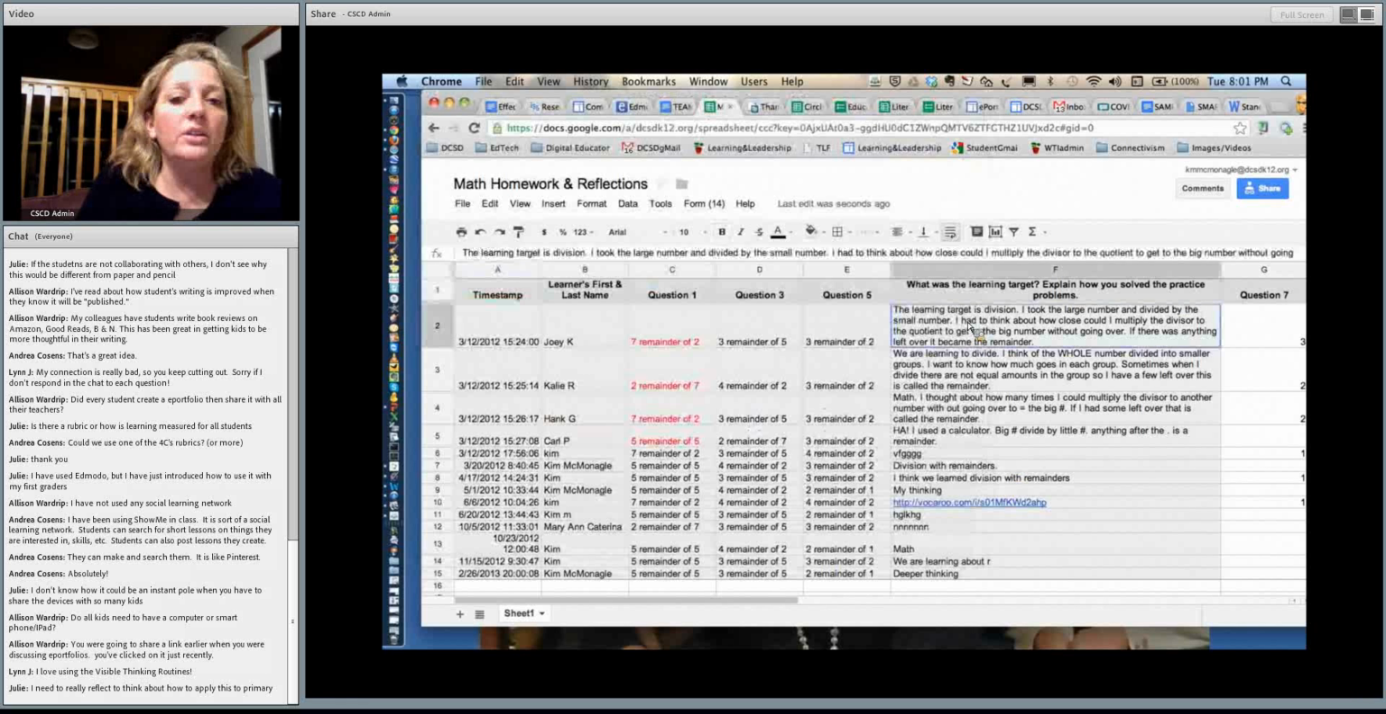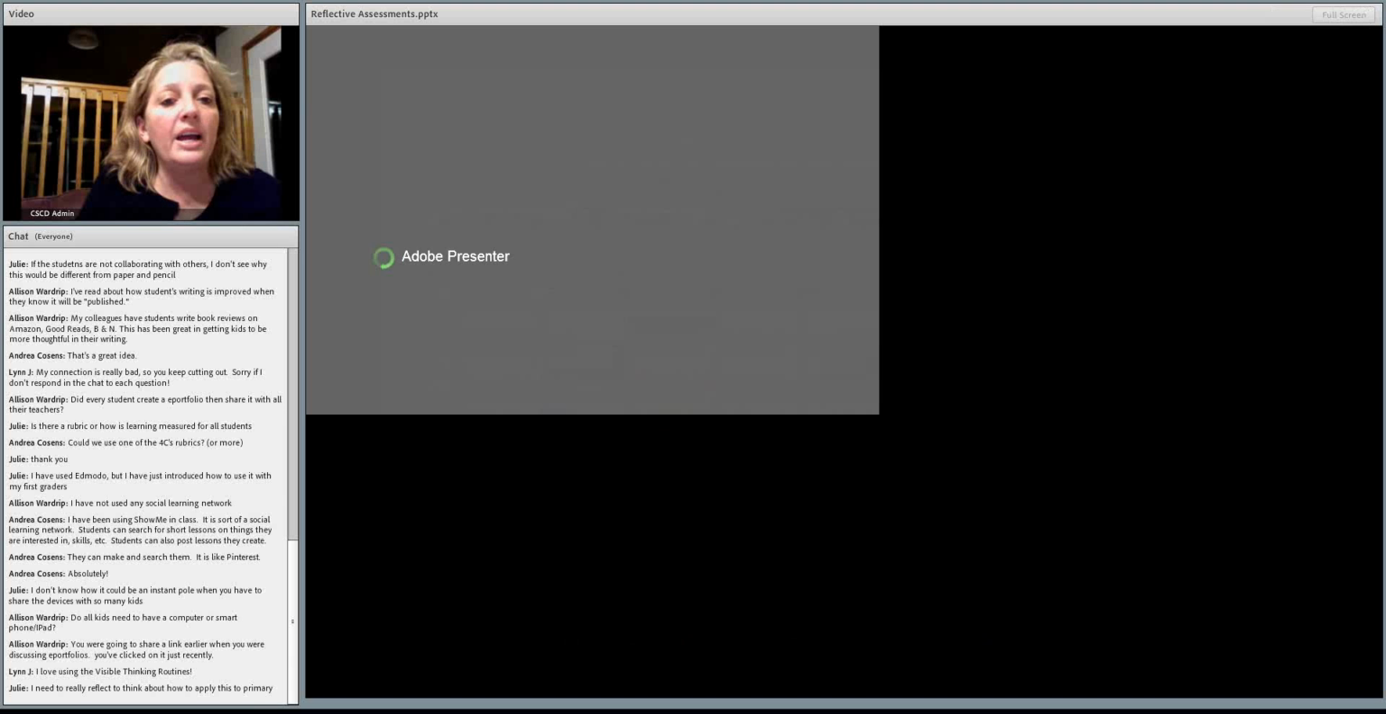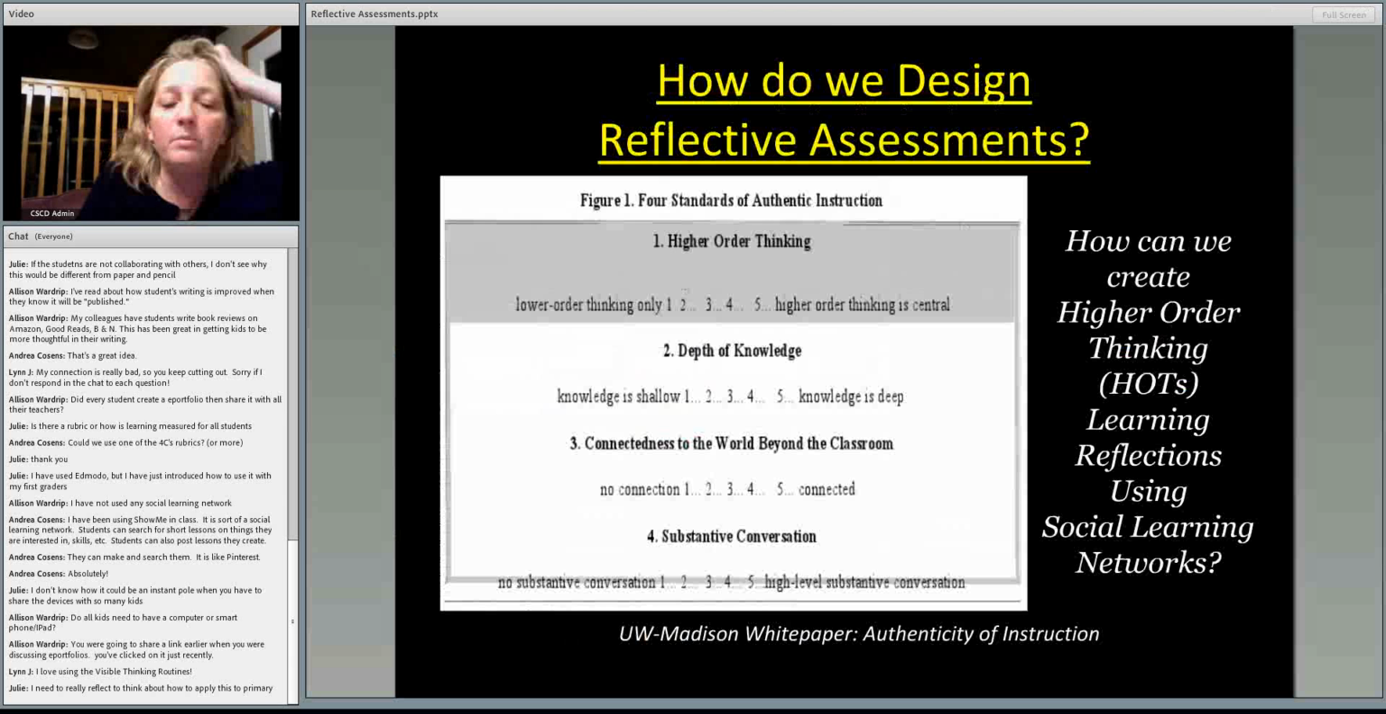And then you also can share the types of responses here, and the kids could have the rubrics. You could hide all the other answers and just have them self-assess or assess the group on that one.